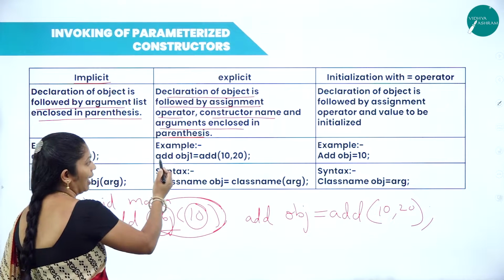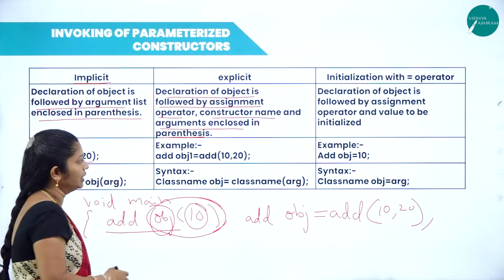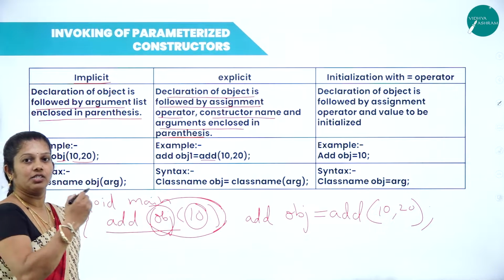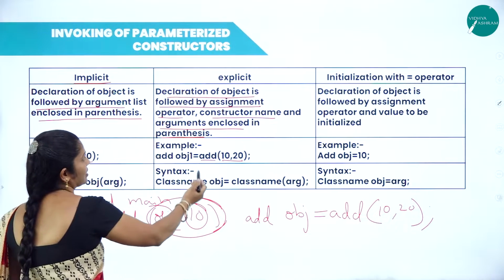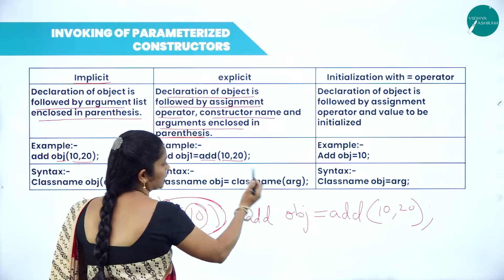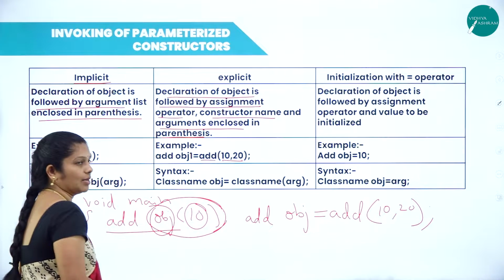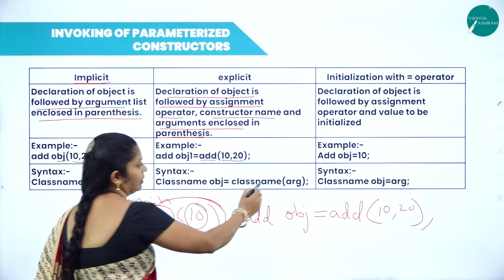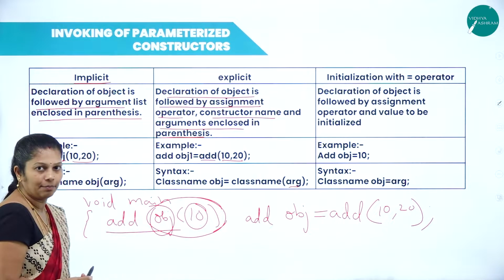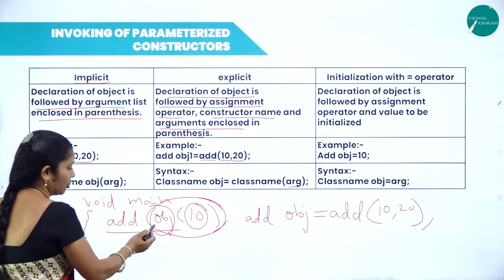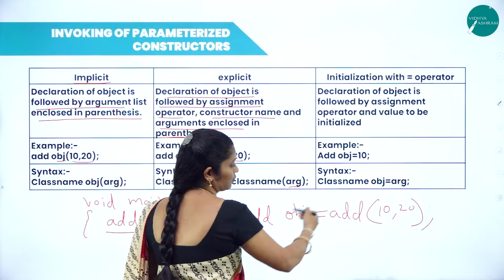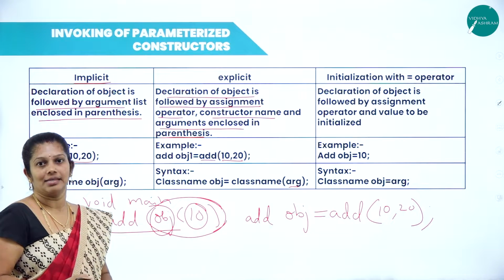If you see the example, Add is the class name, object1 is the name of the object, equals, once again the constructor name, which is the same as your class name, then the argument list. This is nothing but explicit call. Whereas if you observe the syntax, class name, object equals once again class name. Here you can write the class name or the constructor name, because both are the same. Then inside the brackets you write the argument list, then finally a semicolon. This is the syntax as well as the example for explicit call. Whereas in implicit call, after the object we immediately have the argument list, while in explicit call, after the object it is followed by the assignment operator, then once again the class name, then the argument list.